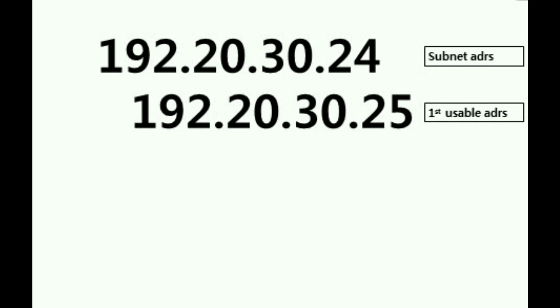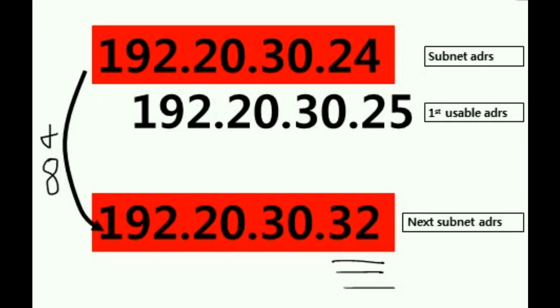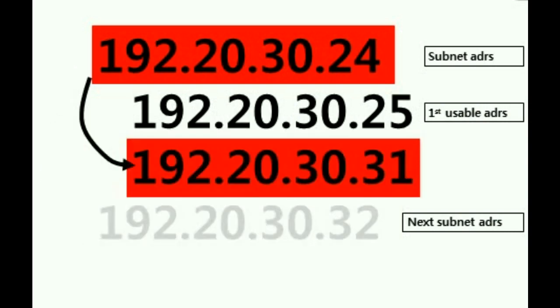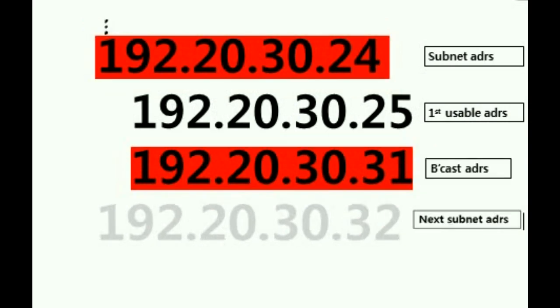Now, what's the broadcast address? You know, that reserved address. Well, let's figure it out. The next subnet address is this address, .24, plus 8, the block size, giving us .32. Minus 1, and bingo, we have our broadcast address, .31.